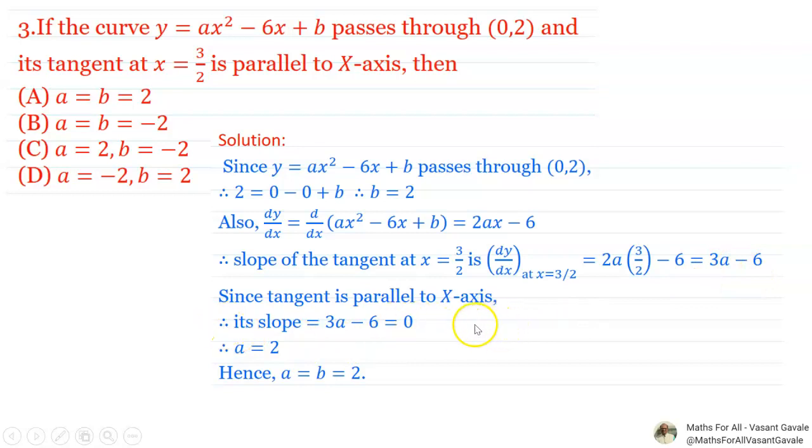Since this tangent is parallel to x-axis, therefore its slope is 0. What is the slope of the x-axis? The tangent is parallel, therefore the slope is 0 because the slope of the x-axis is 0. Therefore 3a minus 6 is equals to 0 and hence you will get here a is equals to 2. But we have here b is equals to 2 and a is equals to also 2, and hence a is equals to b is equals to 2 and hence option A is correct.